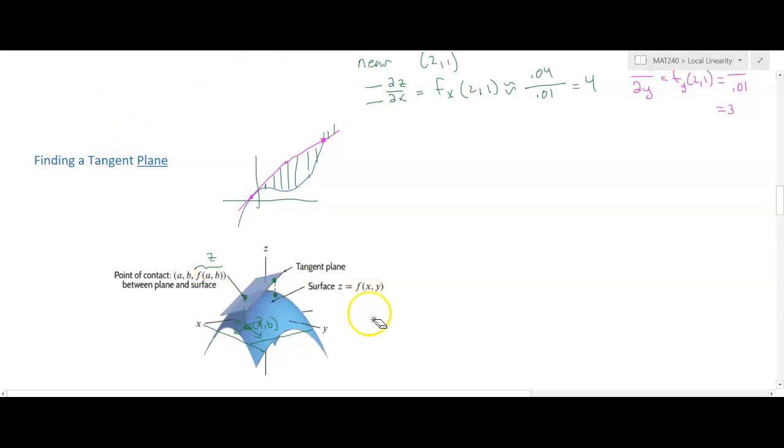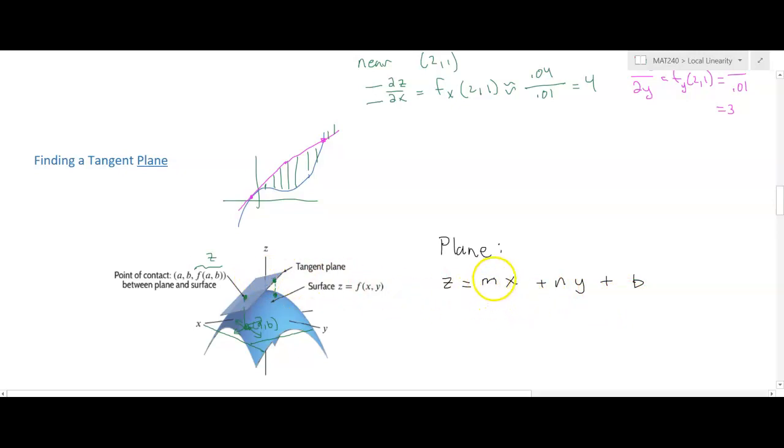Now to construct this or put this all together, there are a couple of things we need to know. Well, if we're talking about a linear function or the equation of a plane, it has the equation z equals mx plus ny plus some z-intercept. Now the components of this equation are actually going to be some values that we can take away from what we know about partial derivatives.